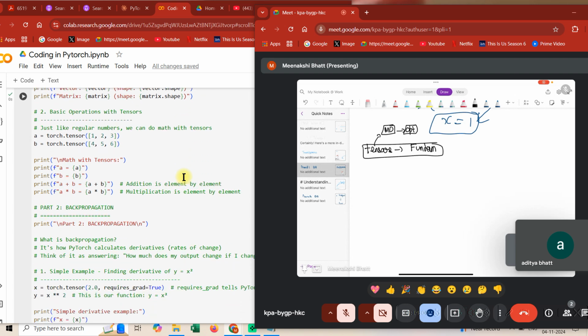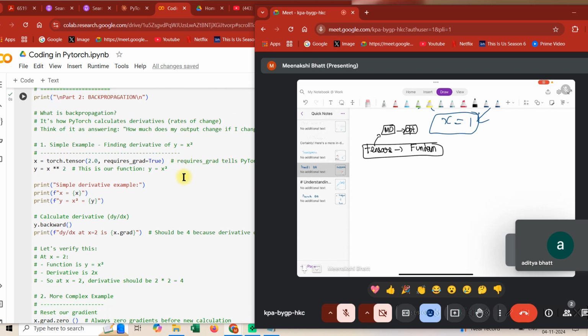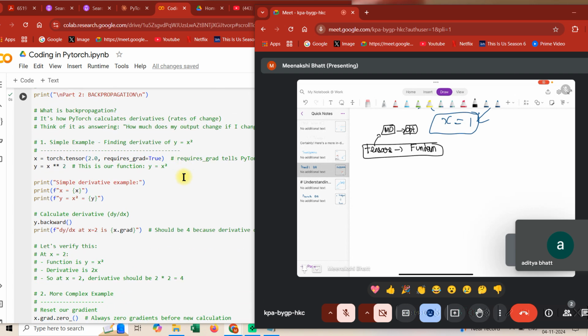That's number one. Number two, guys, that I've taught you is how do we take a basic function. Let's say we have taken a basic function y is equal to x square, and then we compute its gradient and we make it 2x, and then if the value of x is equal to 2, then the value of dy by dx becomes 4. So how do we do that?